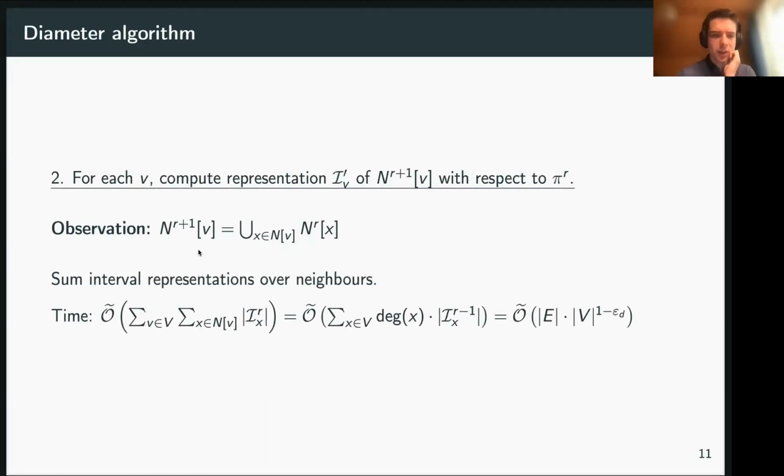And what's the complexity of this step? For each vertex v, we take all interval representations of its neighbors, and we compute their union in time relative to this interval's length. So if we sum it, each interval representation of each vertex is used degree times, and since each interval representation is sublinear, if we sum it over all vertices, we get E times V^ε, so something sublinear in V. Okay.